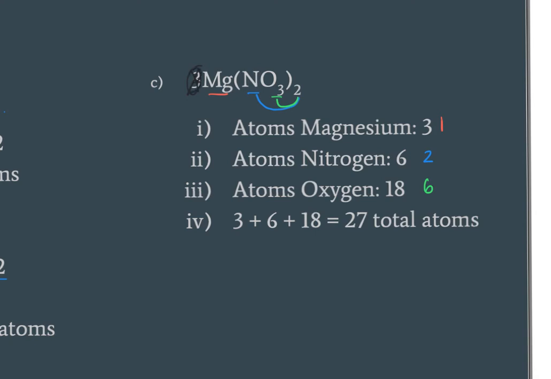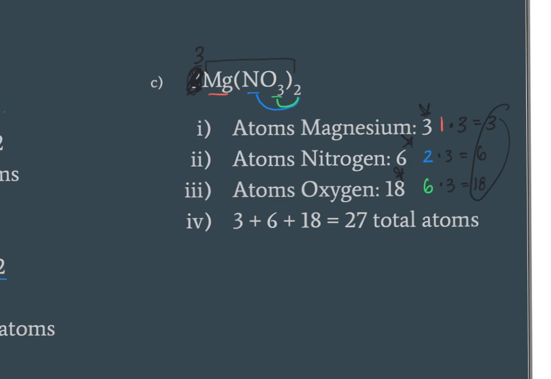Try this. That 3 in front applies to the whole chemical because I have 3 of this entire chemical. So now at the very end, what I'm going to do is multiply each of these by 3. 1 times 3 is 3. 2 times 3 is 6. 6 times 3 is 18. Okay, that's how I got these final answers right here. Then at the very end, I want the total, so I'm going to add those together. 3 plus 6 plus 18 gives me 27 total.